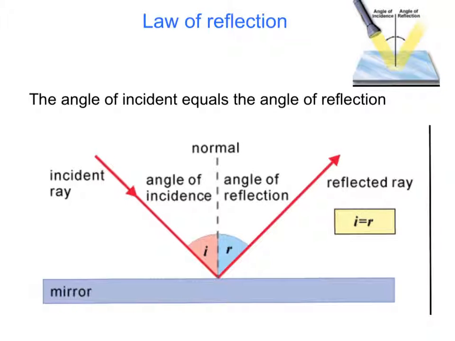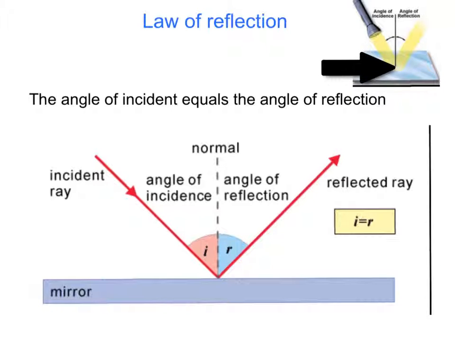Now let's review the law of reflection. The law of reflection states that the angle of incident equals the angle of reflection. What this means is if we were to take, say, a flashlight and shine a light at a flat mirror, we would see that the light hits the mirror, and this area where it hits the mirror is called the incident ray.